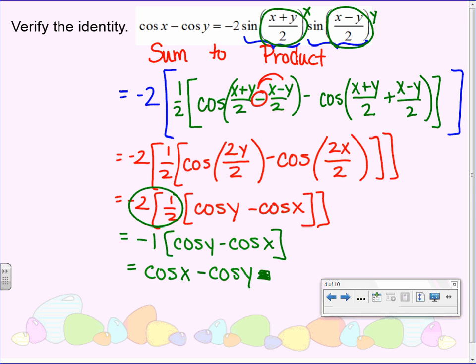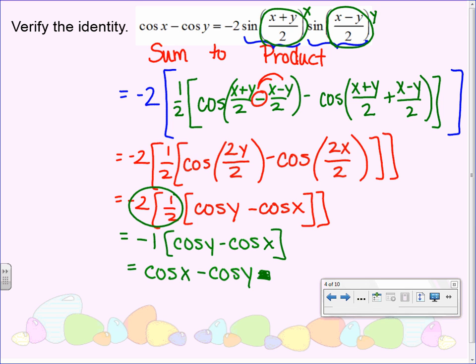Yes, Sabrina? I have a question. Yes. On the way, so when you do -2 on the outside and 1/2, where did you get the 1/2 from? The 1/2 is in the product to sum identities. If you look at them, okay, still so in there. And then over here.